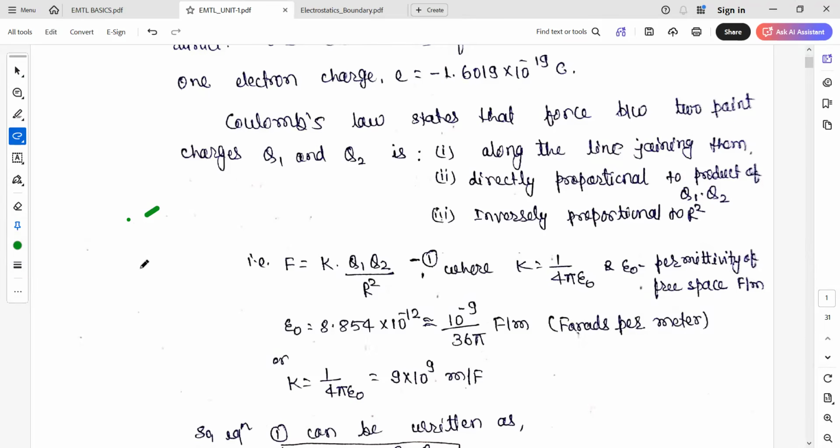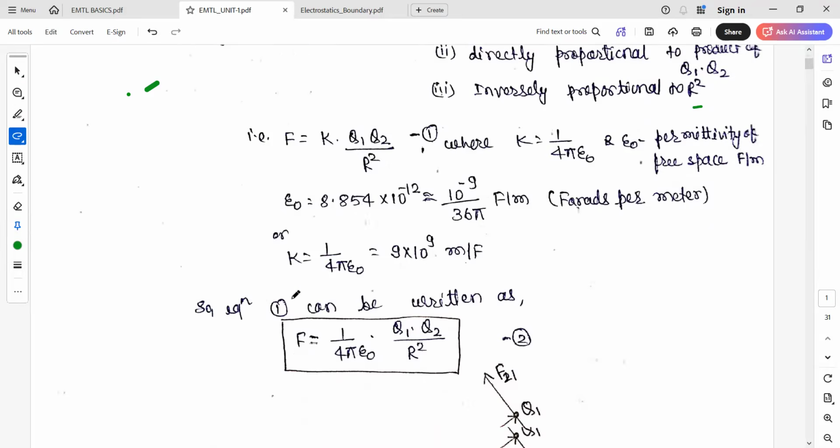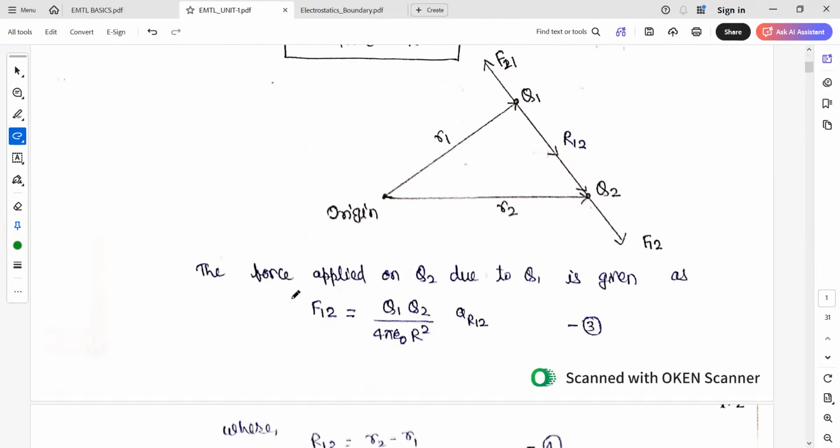Okay, so when we have multiple charges placed in the system, how is Coulomb's law going to act? In general, for two point charges, the force is directly proportional to the product of the charges and inversely proportional to R square. K is the proportionality constant here, that is 1 by 4 pi epsilon naught, and epsilon naught value is 10 to the power minus 9 divided by 36 pi farad per meter. This is for the two points.